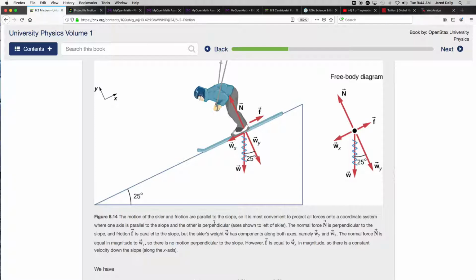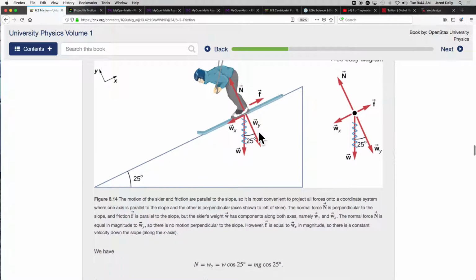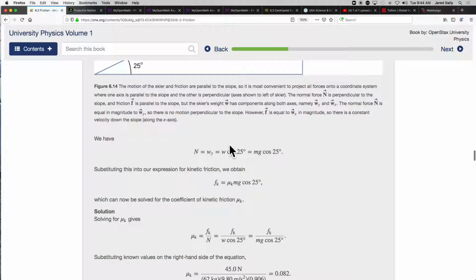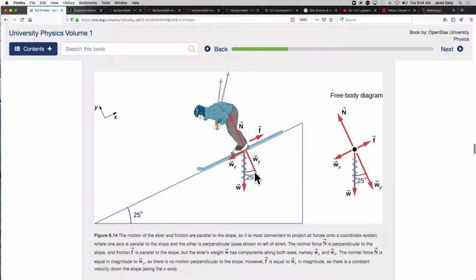In this case, they tell us a skier is sliding down a snowy slope at a constant acceleration. So we already know that the skier is moving, and we know that they're accelerating, right? So we know that there's a total force in that direction. So we can just go right to the kinetic version of friction, and we calculate the normal force as equal to the y component of the weight force, mg cosine 25 there. Cosine 25 because it's this one, which is next to the angle.